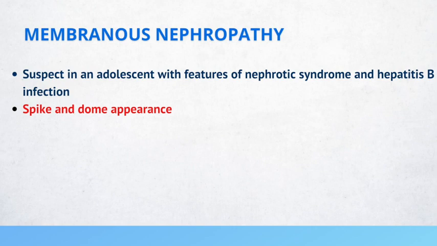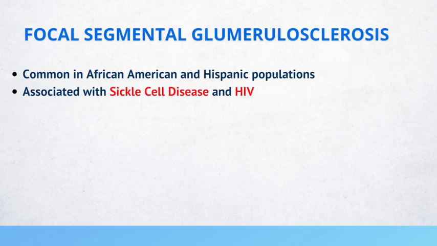to know. In membranous nephropathy, basically there is a formation of an antibody immune complex, and it can be secondary to infections such as hepatitis B or hepatitis C. It can also be secondary due to autoimmune diseases such as SLE and medications such as NSAIDs or even gold. So on electron microscopy, you can see a spike and dome appearance in membranous nephropathy.